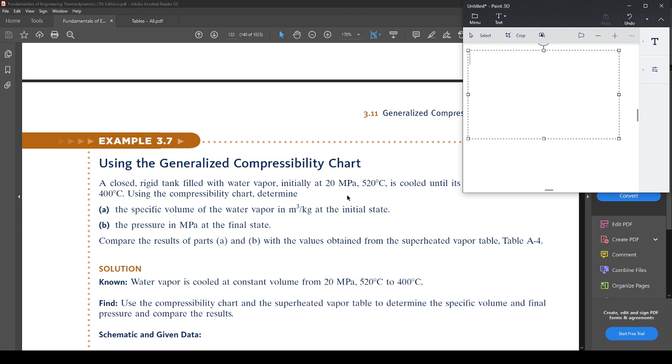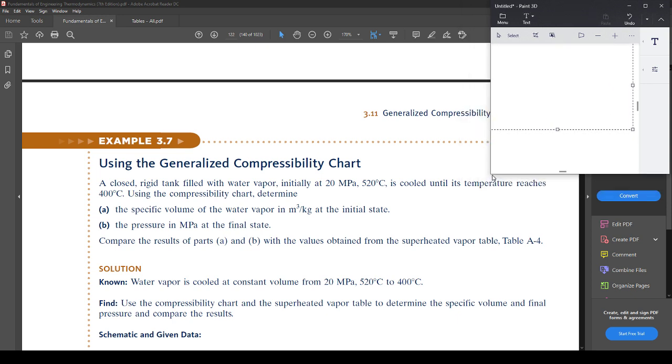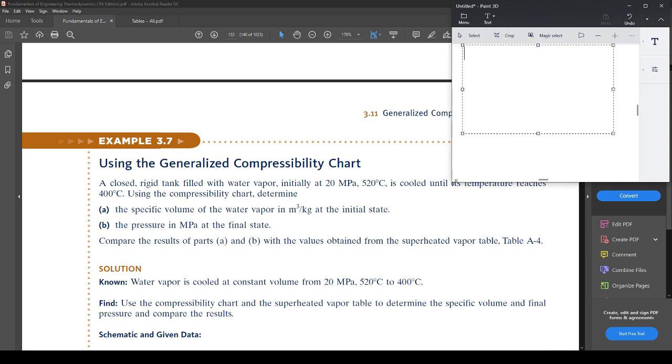For this question, it says a closed rigid tank filled with water vapor, initially at 20 megapascals, 520 degrees C, is cooled until its temperature reaches 400 C. Using the compressibility chart, determine the specific volume of the water vapor in the initial state, and the pressure in megapascals at the final state. Compare the results A and B with the values obtained from the superheated vapor tables in A4. So we're going to find them using the compressibility chart first. Then we're going to do the regular way that we have been doing it.